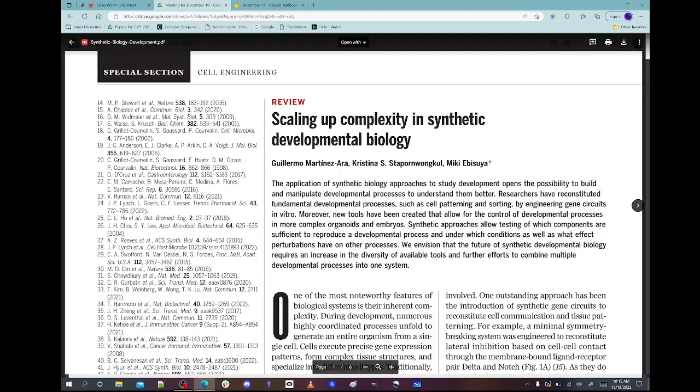Synthetic approaches allow testing of which components are sufficient to reproduce a developmental process and under what conditions, as well as what effect perturbations have on other processes. So when you have these model systems, you can look at what's sufficient to reproduce a developmental process.